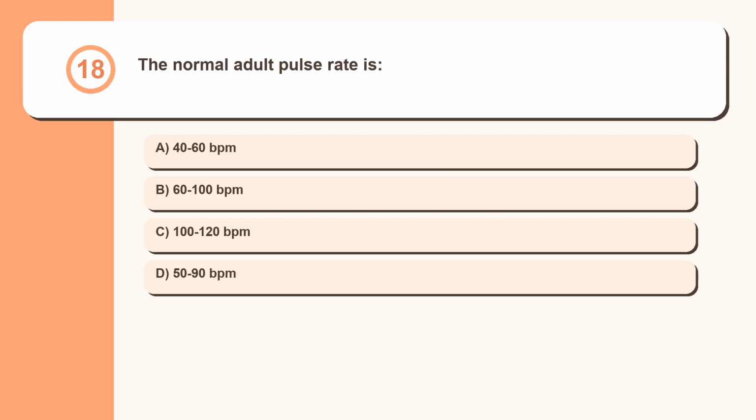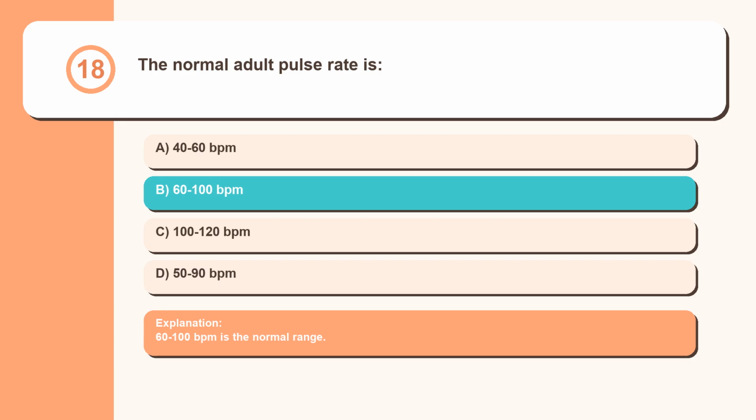Question 18. The normal adult pulse rate is 40 to 60 bpm, 60 to 100 bpm, 100 to 120 bpm, 50 to 90 bpm. 60 to 100 bpm is the normal range.